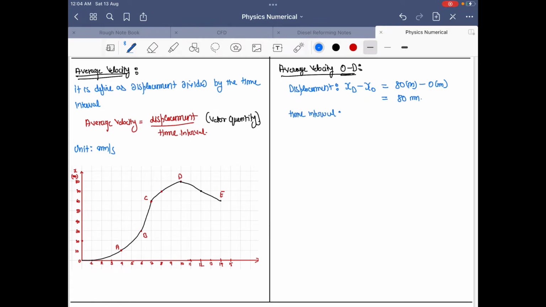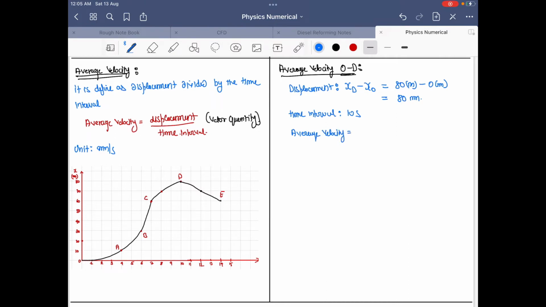Time interval for O to D. What is the time interval? The interval is this one, 10 seconds. So we have 10 seconds, and we can now find the average velocity.